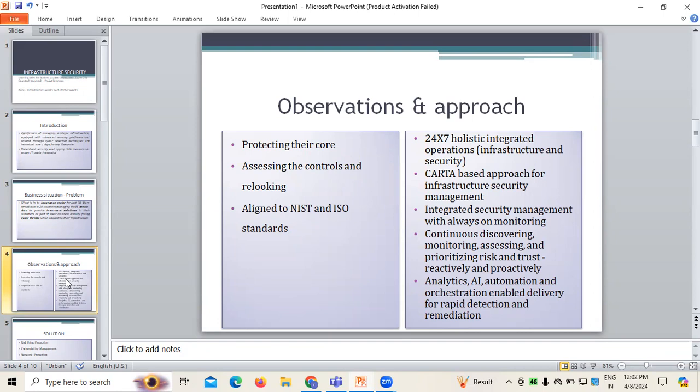Now, what kind of solution approach are we going to follow is something we need to understand, right? As far as the approach is concerned, it must be a 24/7 holistic, integrated operation in context with infrastructure and security. At the same time, it must be a data-based approach for infrastructure security management, by integrating security management with monitoring. So: continuous discovery, assessing, prioritizing the risk, reactively and proactively, right? So implementing analytics, AI, automation, orchestration. All these things are considered approaches here.